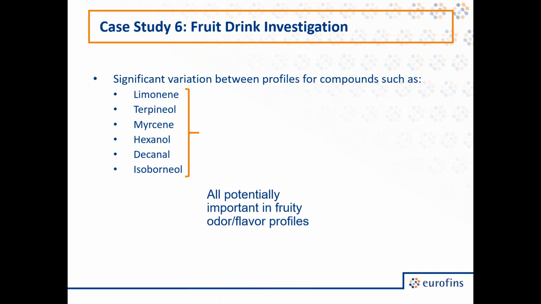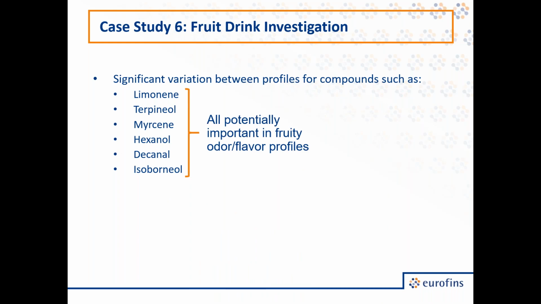So when we investigated what this could actually be pointing to, we found that all of these compounds are potentially important in different fruity odor and flavor profiles. For example, hexanol is commonly found in apple odors or flavors, while limonene is found in most citrus flavors. So in this case, we didn't find any evidence of contamination.